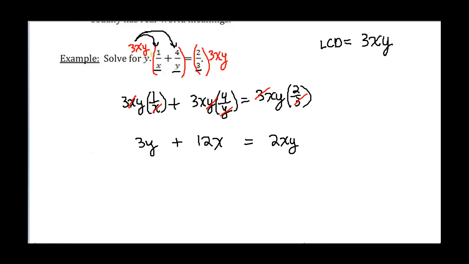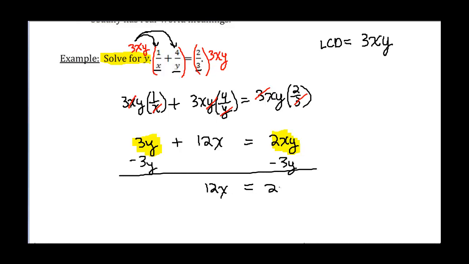Remember, we want to solve for y. We're solving for y. I have a y in this term here and a y in this term right here, right? Of course, we're going to want to get our y's at least on the same side. So let's subtract 3y from both sides. So I have a 12x equals 2xy minus 3y.